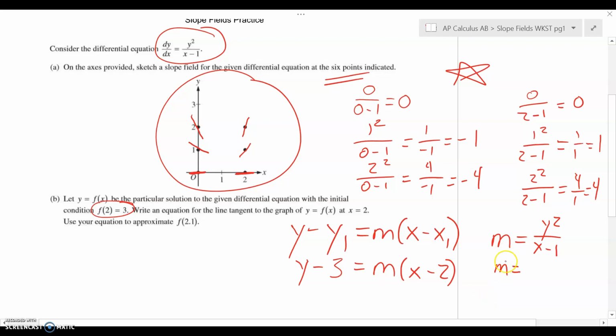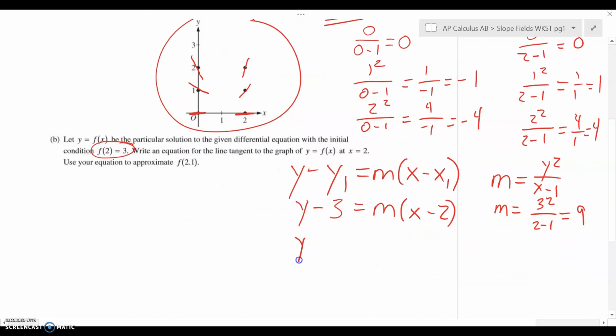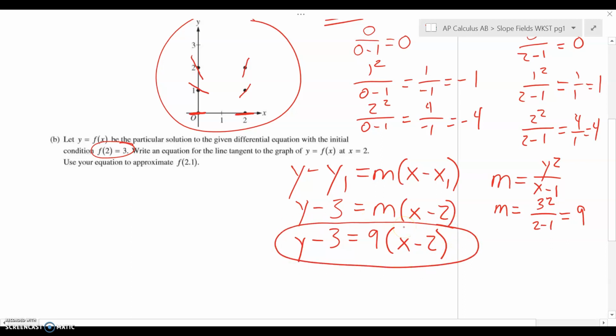Let's see, y would be 3, so we're going to square that. x would be 2, so that's going to give us 9 over 1, which is just 9. So our tangent line equation would look like this. You can write it like this. You do not have to put it in y equals mx plus b.